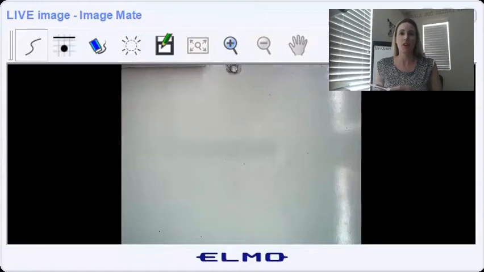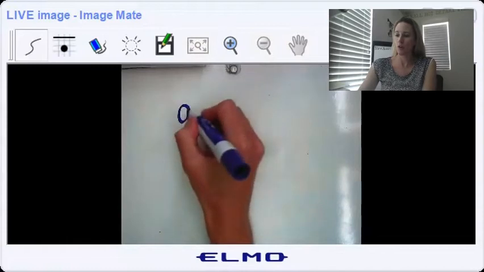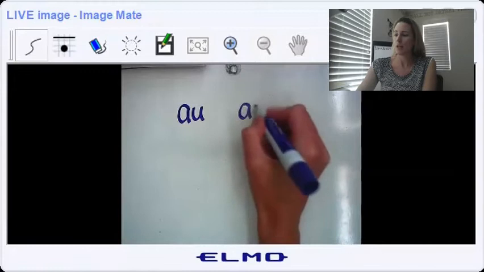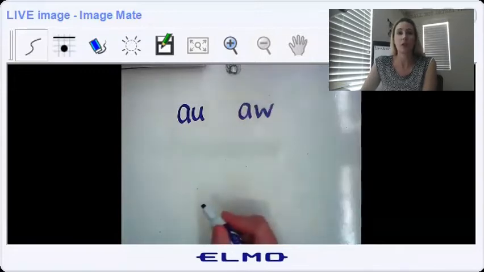This week we are working on vowel teams, and the vowel teams that we are going to be working on are going to be spelled with an AU or an AW, and the sound is going to be "aw." So go ahead and say it. It's not the short O. My mouth isn't quite dropped as low, but it's a very similar sound.